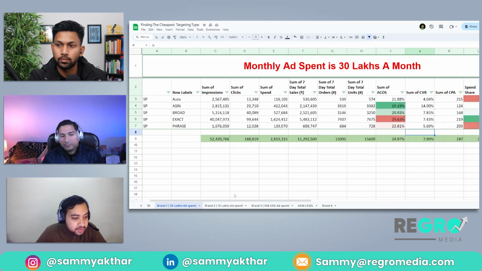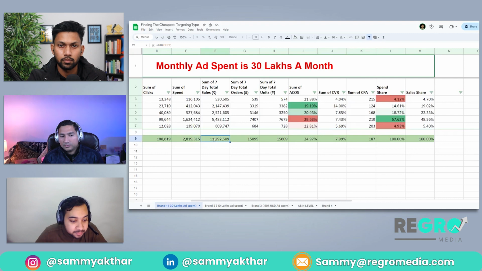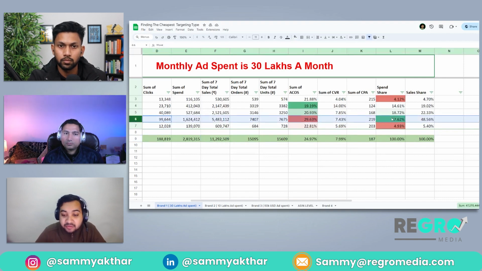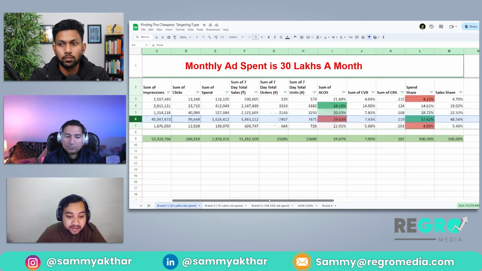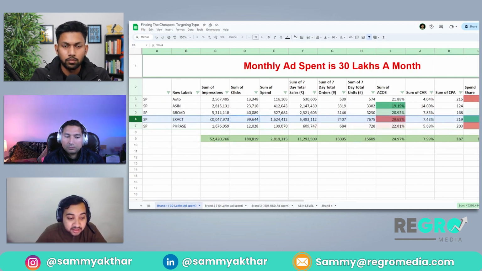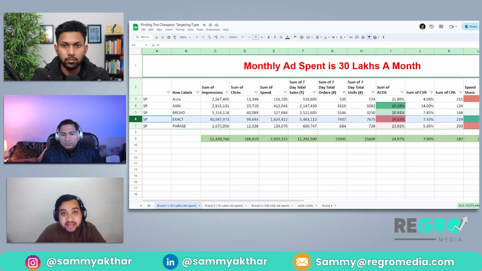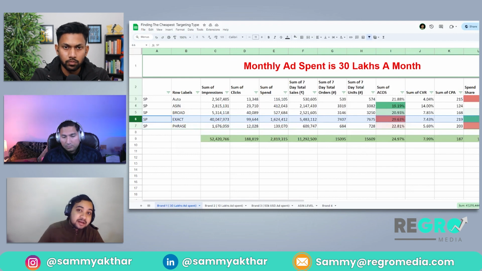Okay, so the thing is, this brand has this much ad sales volume. This brand is doing 11 million in sales, just ad sales, on a monthly basis. Such a brand is spending around 57% of its budget on just exact match campaigns, right? So this has limited the sales channels, the number of keywords through which traffic comes to this brand.